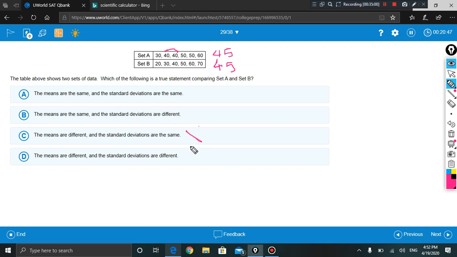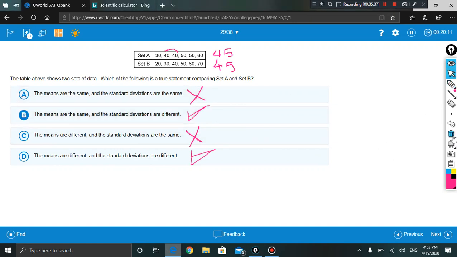Well, the standard deviations are not the same. They're different. Let's calculate the sum here. 30 plus 40, that's 70, 110, 160, 210, 270. This is the sum of all the integers in set A, 270. Let's check this one, 50, 90, 140, 200, 270. The means are the same actually. The means are the same and the standard deviations are different. The answer is B.